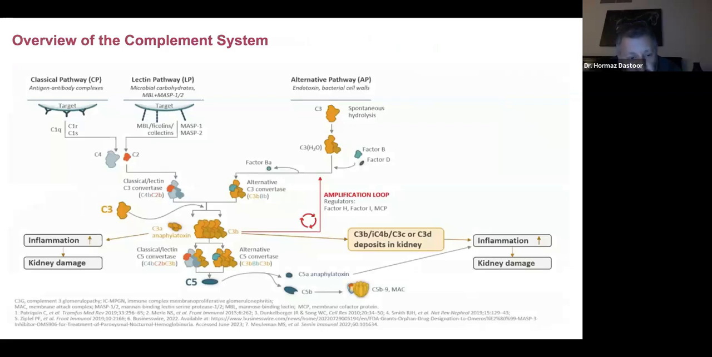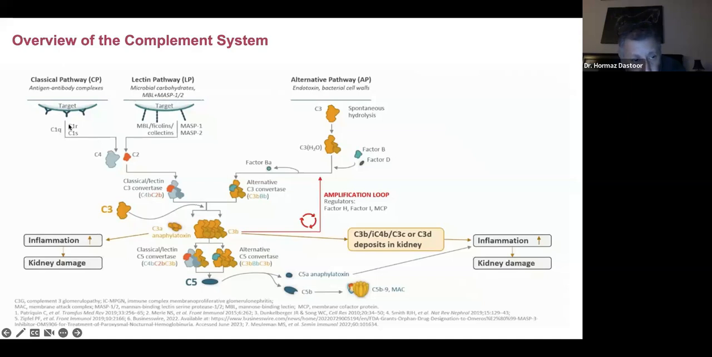Now, I think I may have shown you this slide before. I want to just basically give you an overview of the complement system. So the complement system, which is responsible for AHUS, is divided into 3 common pathways. One of them is the classical, another is the lectin pathway, and the third one is the alternative pathway. The classic pathway is stimulated by antigen-antibody complexes. The lectin pathway is stimulated by microbial polysaccharides.